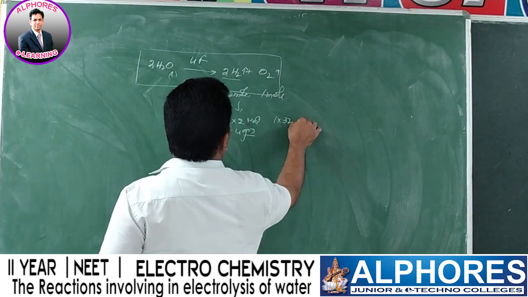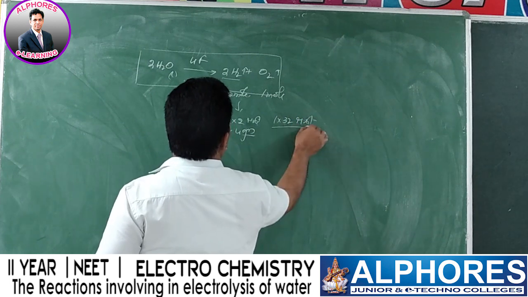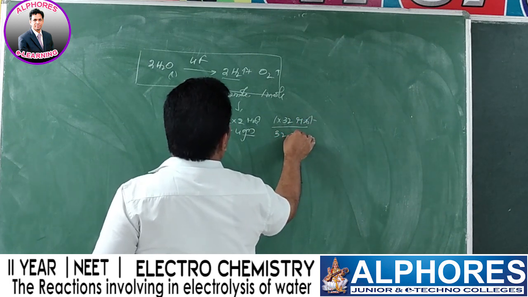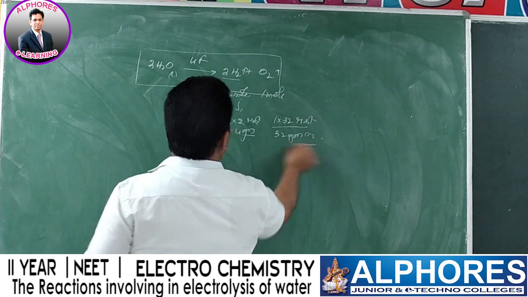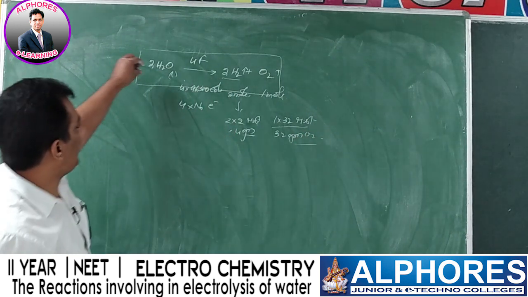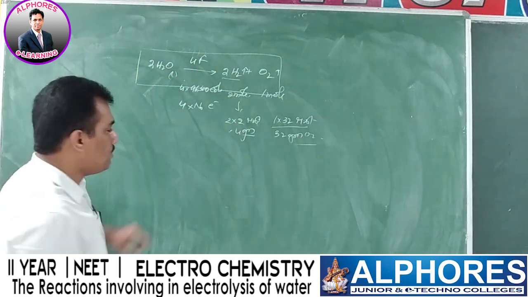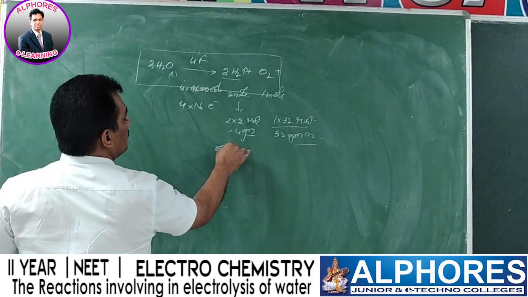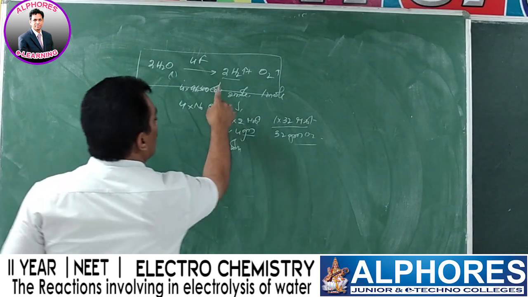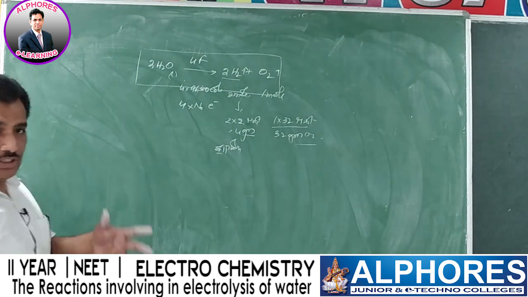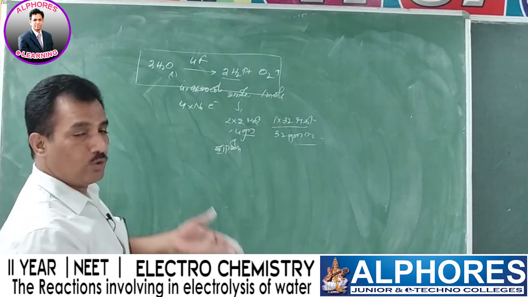And now coming to STP volumes. We know 1 mole of any gas at STP condition will occupy 22.4 liters of volume. It is nothing but GMV. Already we know this from stoichiometry. And now when it is 2 moles at STP, 2 into 22.4 liters of hydrogen will be released.